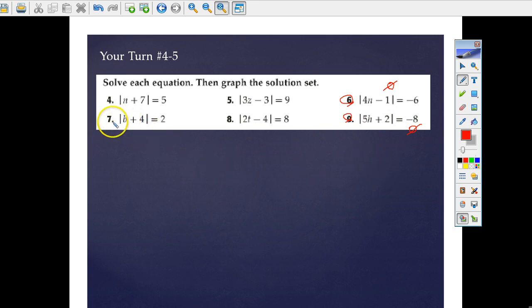Okay, so let's try number 7 together. Absolute value of b plus 4 equals 2. That's scenario 1. Or it can also be absolute value of b plus 4 equals negative 2. So you have two scenarios here, so we'll solve each equation. Oops, I'm sorry, not absolute value. I meant b plus 4 equals 2. Let's just erase that whole thing, and b plus 4 equals negative 2.